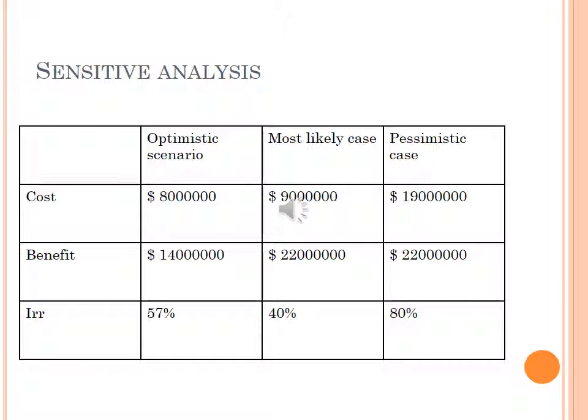Analysis, industry equivalent: an optimistic scenario, a most likely case, and a pessimistic case. In the optimistic case, the cost is estimated at $8 million, the benefit is $14 million, and the IRR is 57%. In the most likely case, the cost is $9 million, the benefit is $22 million, and the IRR is 40%. In the pessimistic case, the cost is $19 million, the benefit is $22 million, and the IRR is 80%.